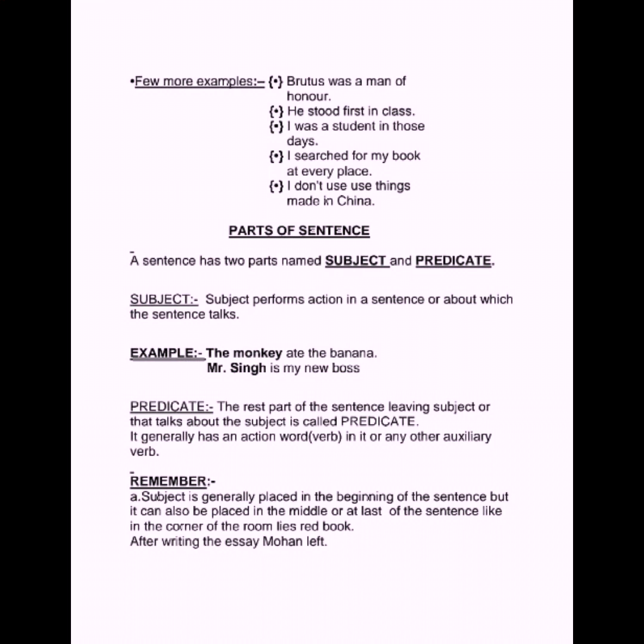Next topic is parts of a sentence. How many parts of a sentence are there? There are 2 parts of a sentence, subject and predicate. What is a subject? A subject is that word which performs the action in a sentence or about which the sentence talks. It can be a noun, it can be a pronoun also. Alright, so subject is what? Subject could be a noun, could be a pronoun, and it is that word about which the sentence speaks.